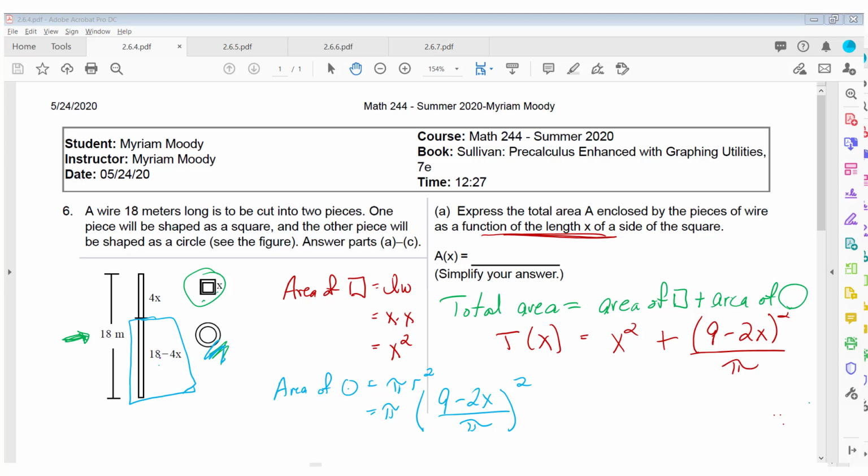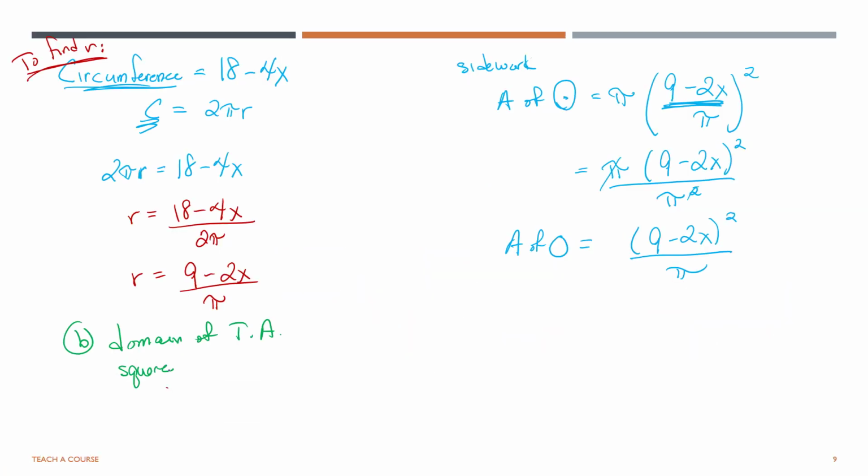The circle can't use more than 18 meters of the wire, and it can't use any less than 0 meters of the wire. So to be honest with you, it doesn't matter which one of these I look at. I'm going to get the same answer. So let's use the information of the square. I know that the perimeter of the square, which was 4x, has to be greater than 0. It can't be equal to 0, because if it's equal to 0, I don't have a square. And it has to be less than 18. It can't be 18, because if it is 18, then I don't have a circle.